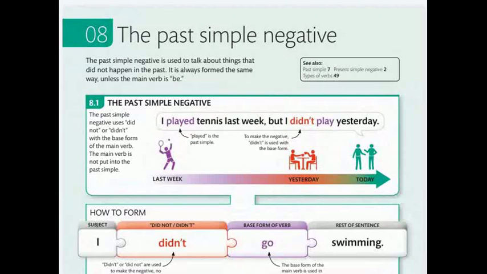For example, I played tennis last week, but I didn't play yesterday. Last week, yesterday, today. Played is in the past simple. To make the negative, I use didn't with the base form.